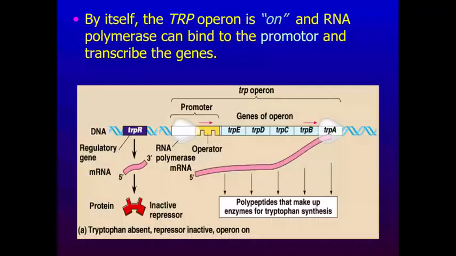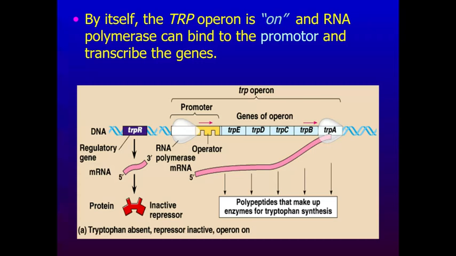So again, this is our trp operon. This was Model 2 on your POGIL. And remember, in the trp operon, the regulatory protein is produced in its inactive form. And so this particular operon is always on, unless there's a whole bunch of tryptophan in the system.